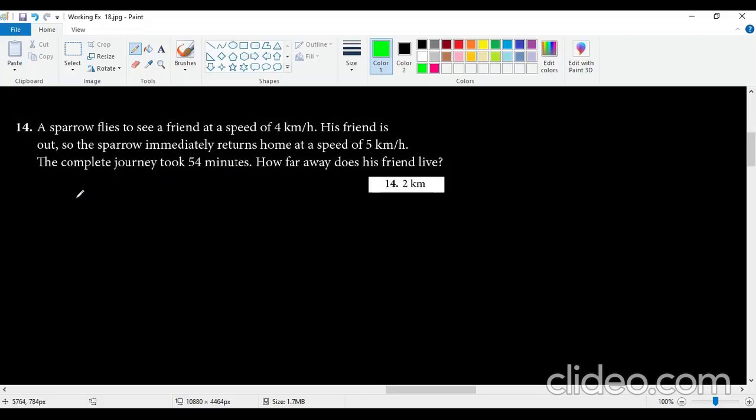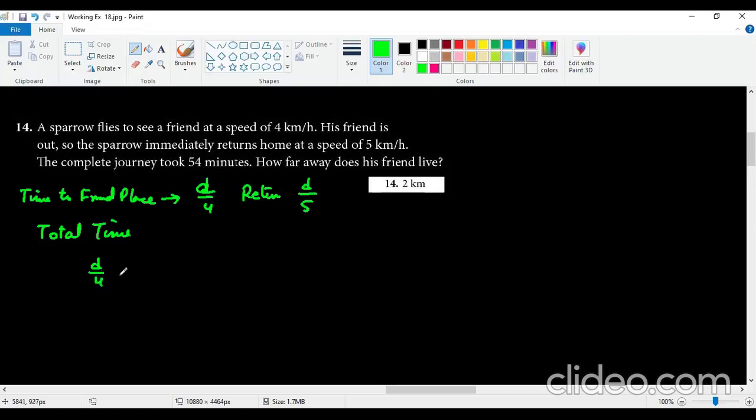Total time is the time to the friend's place, which is going to be distance over 4, and for the return it's going to be d over 5, because the going speed was 4 and coming back is 5. So total time, if I write it like this, total time is going to be equal to d over 4 plus d over 5 equals 54 over 60.